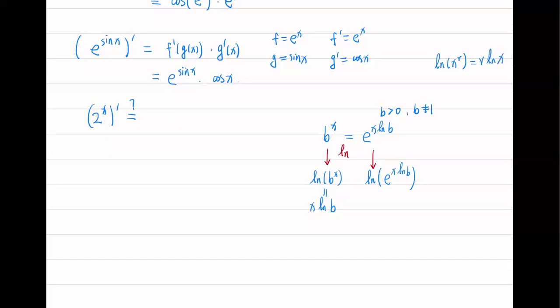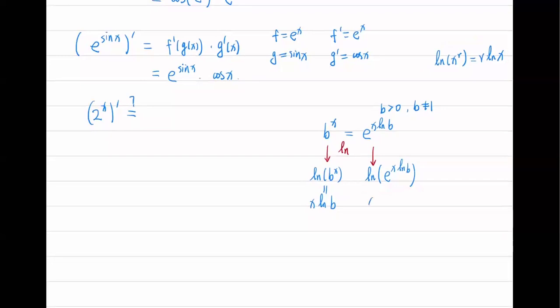Now let's apply this formula to here. What's the exponent? x times log b. Yes, so to the whole stuff, x logarithm b times logarithm e. What's logarithm e? Be more confident. This is 1.